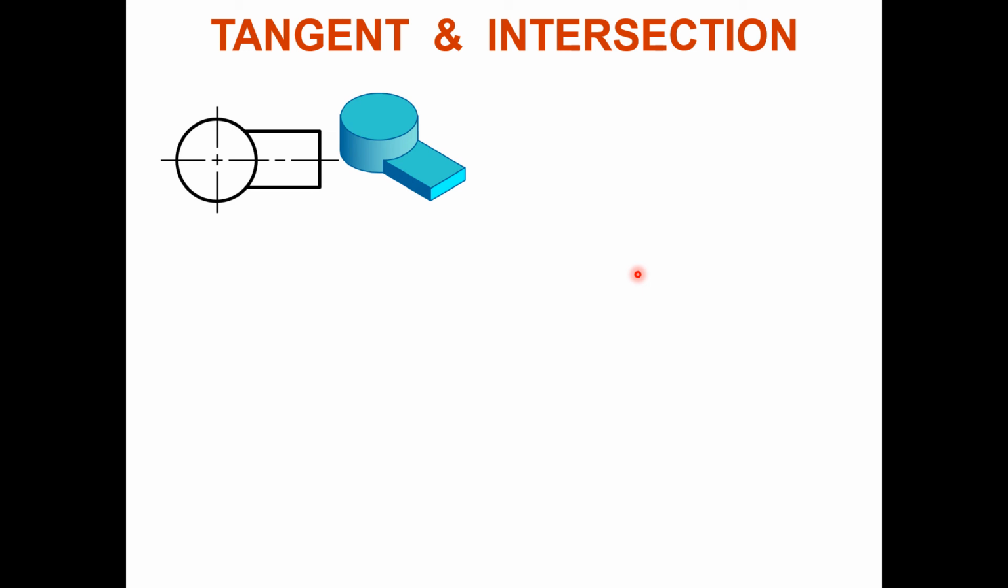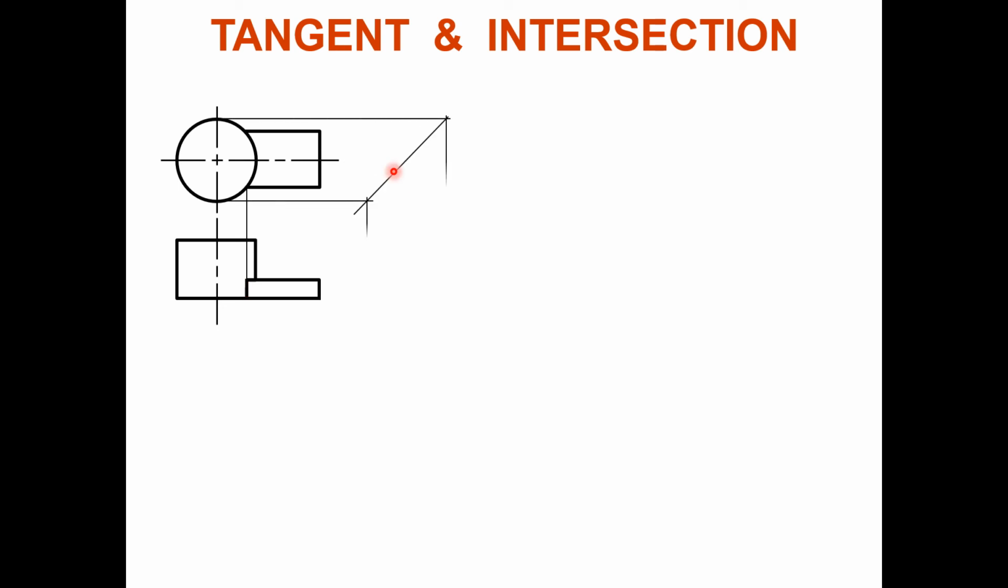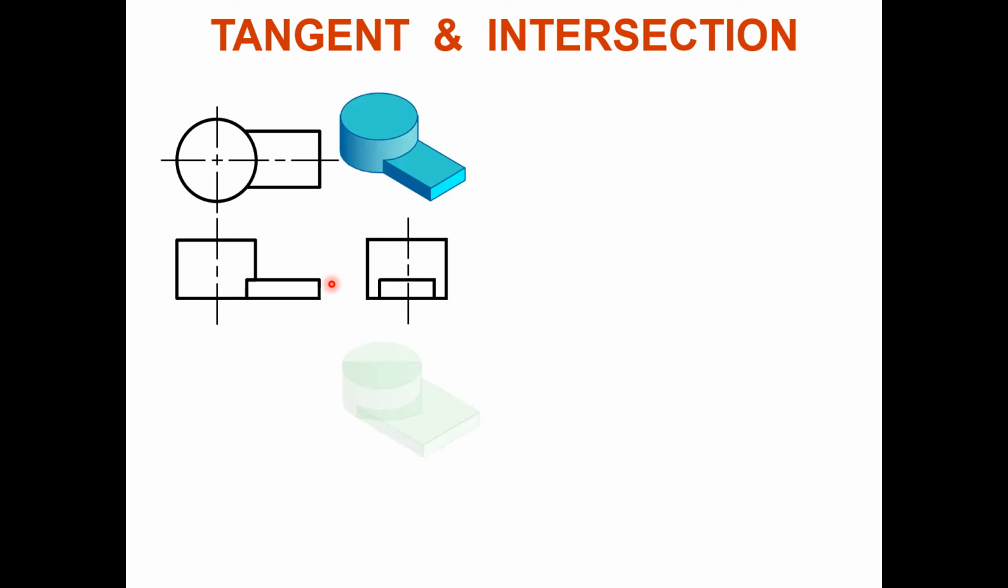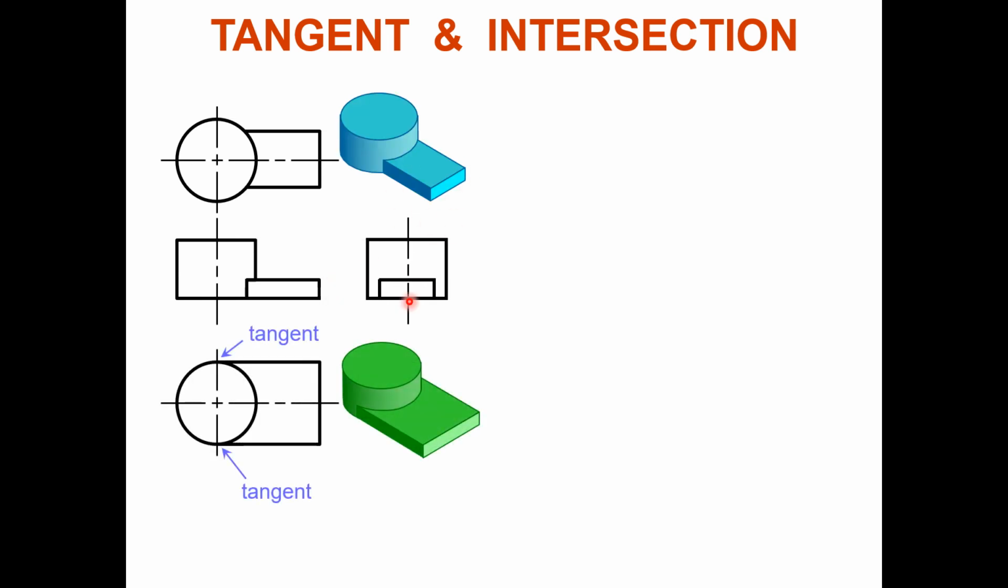Now there are some quick examples and practice of tangent and intersection. Here is a top view. When you see from the front face, this line will be drawn as a solid line because two surfaces are intersecting here. Now by using miter line, this is top view, this is front view, right side view, solid object. Okay, you get this object.